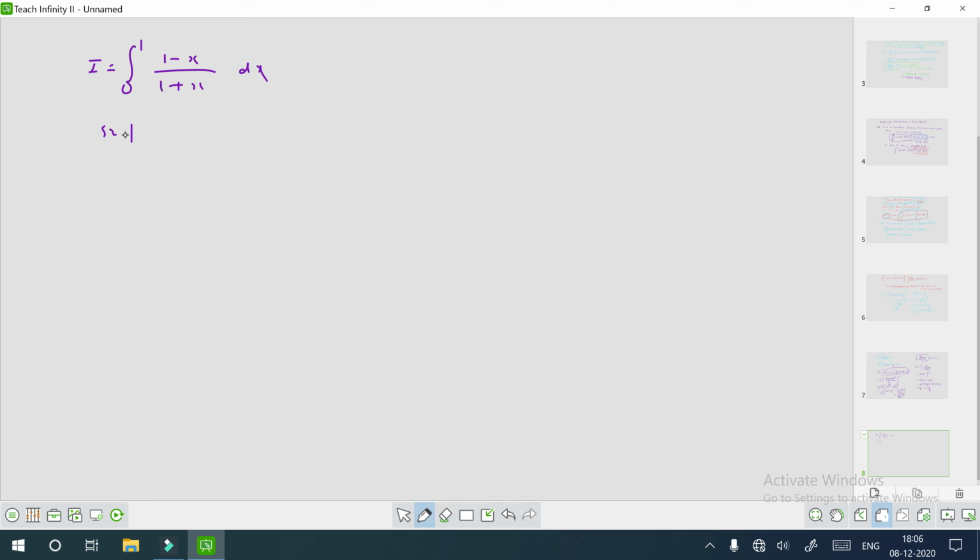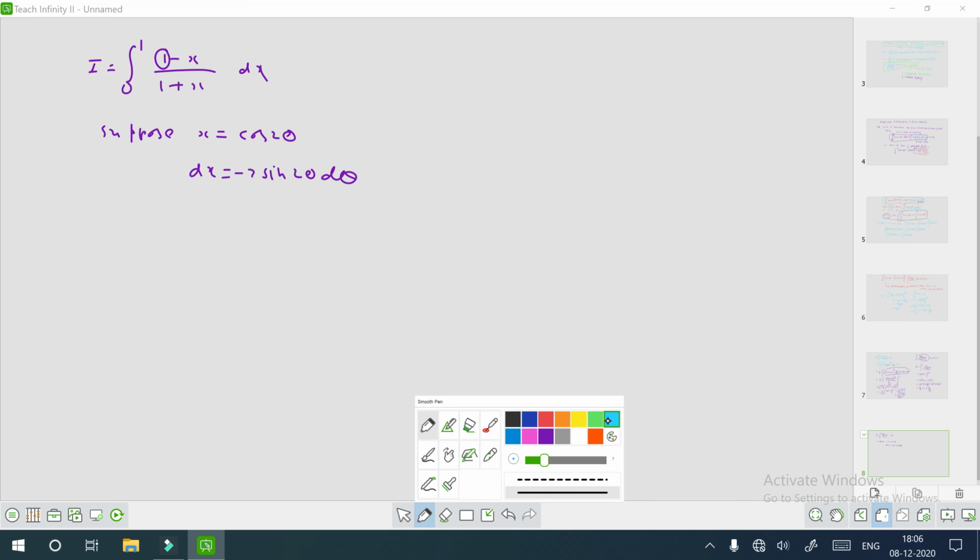Suppose x is equal to cos 2 theta because a is 1. So dx is equal to minus 2 sin 2 theta d theta. Also we have to change this limit.